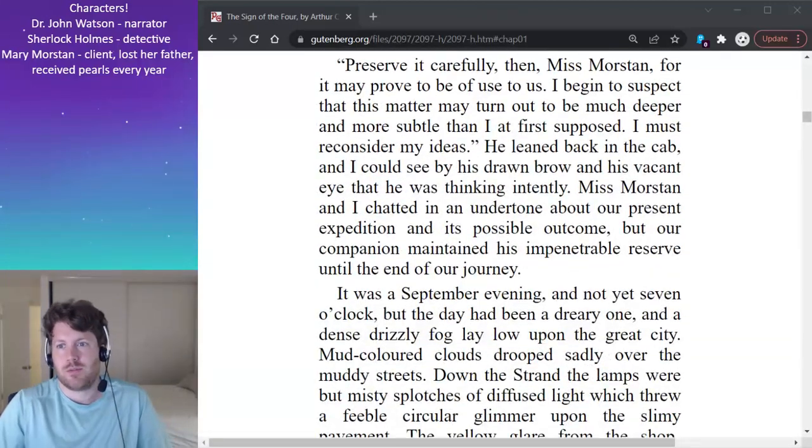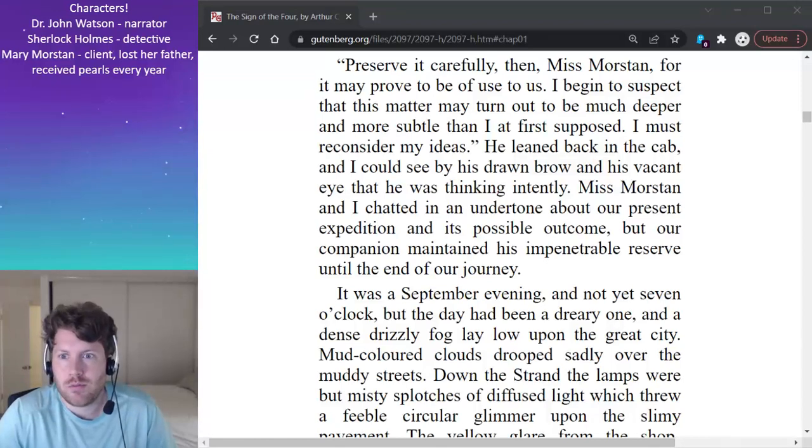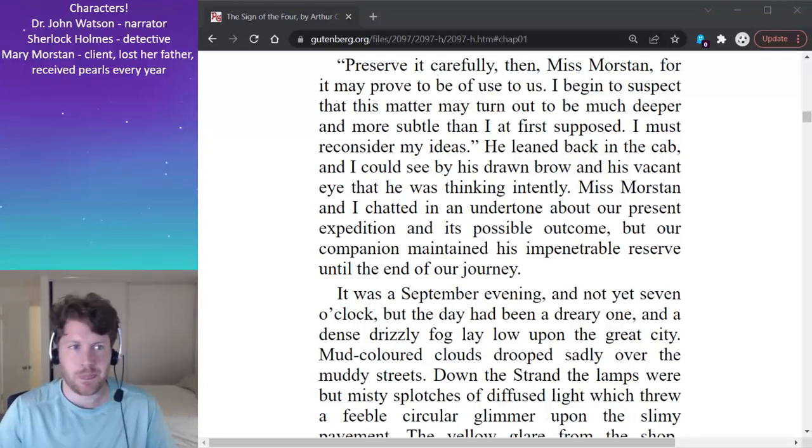Preserve it carefully, then, Miss Mortson, for it may prove to be of use to us. I begin to suspect that this matter may turn out to be much deeper and more subtle than I at first supposed. I must reconsider my ideas. He leaned back in the cab, and I could see by his drawn brow and his vacant eye that he was thinking intently. Miss Mortson and I chatted in an undertone about our present expedition and its possible outcome, but our companion maintained his impenetrable reserve until the end of the journey.